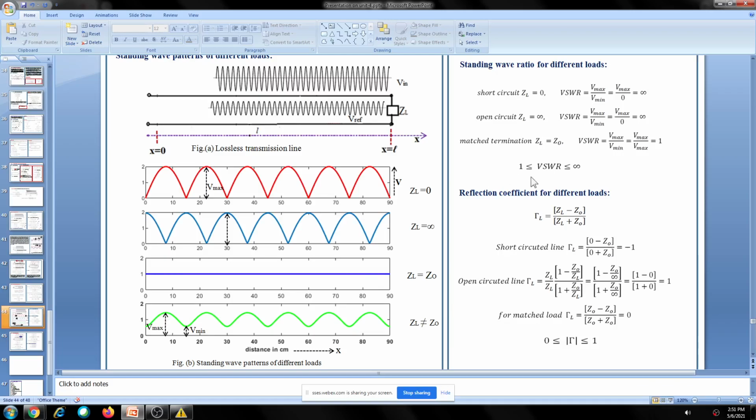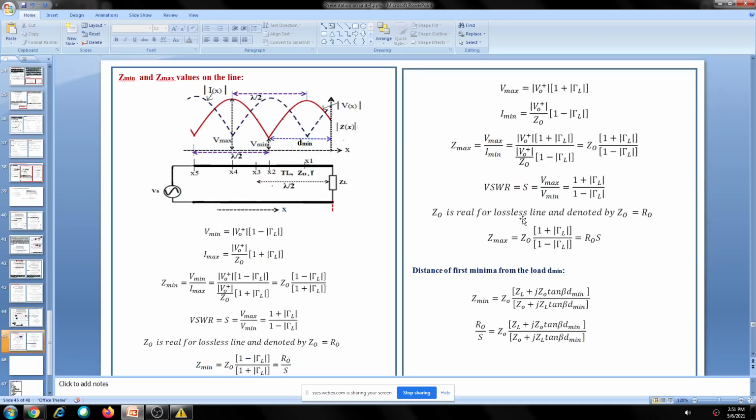Okay, this VSWR is also denoted by the letter capital S. Now we will see, here I have given Z minimum and Z maximum. As I said earlier, here you can see this is a load impedance ZL. It is something other than short, open or a matched termination. We have some voltage here. It is not a minima or a maxima at the load position.